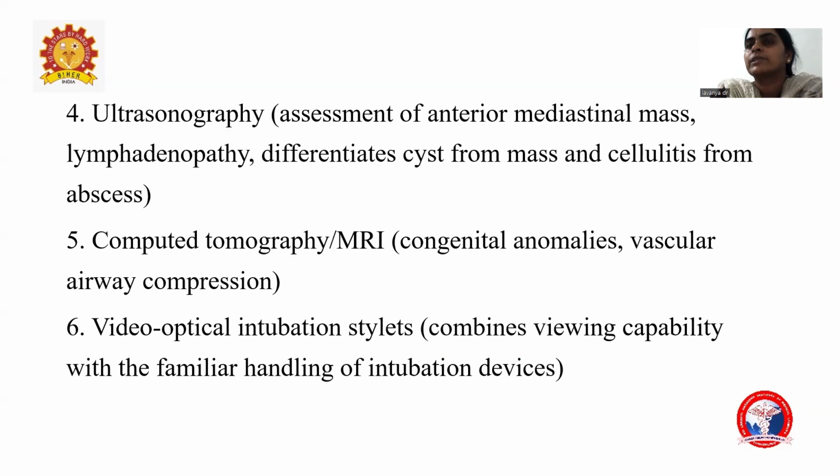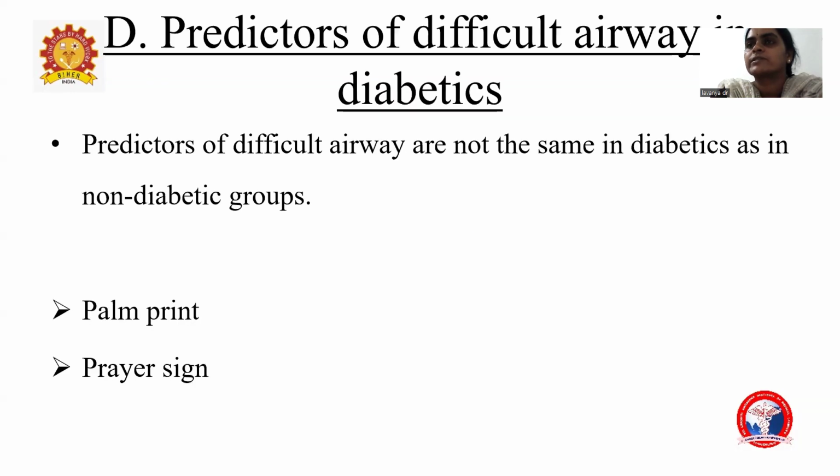And the next method is ultrasonography. It assesses anterior mediastinal mass and lymphadenopathy, and differentiates cellulitis from abscess. Computed tomography or MRI may be helpful for diagnosing congenital anomalies and vascular compression. The video optical intubation stylet combines viewing capability with the familiar handling of intubation devices.